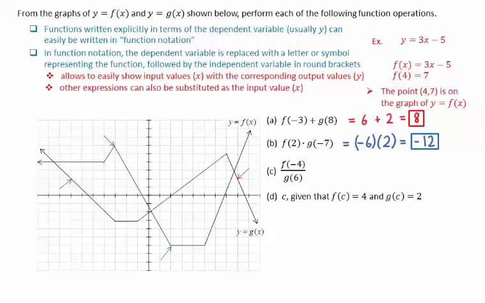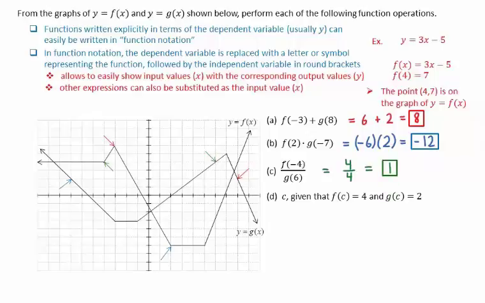For part C, this time we're dividing. We have to find f of negative 4. Again, this is the y value on f of x when x equals negative 4. In this case, we have y equals 4. And then we divide this by g of 6. Again, we look at y equals g of x at x equals 6, and we have a y value of 4. Our result then is 4 over 4 equals 1.